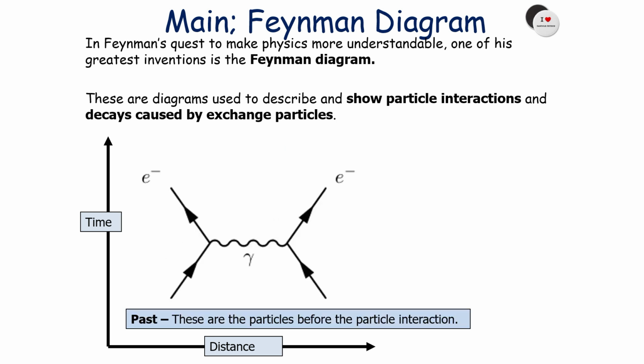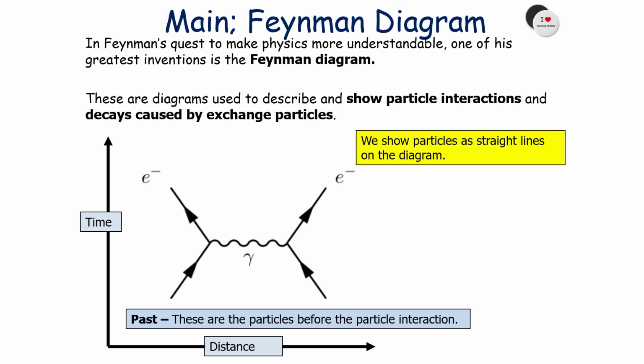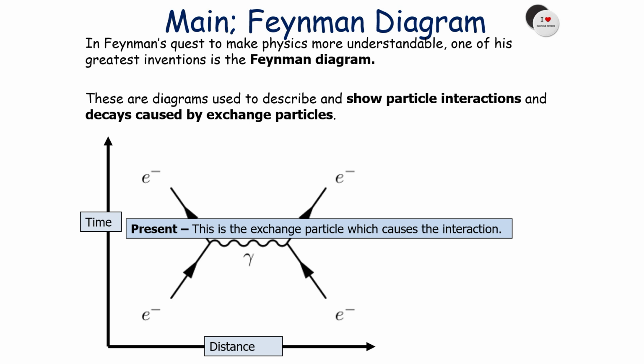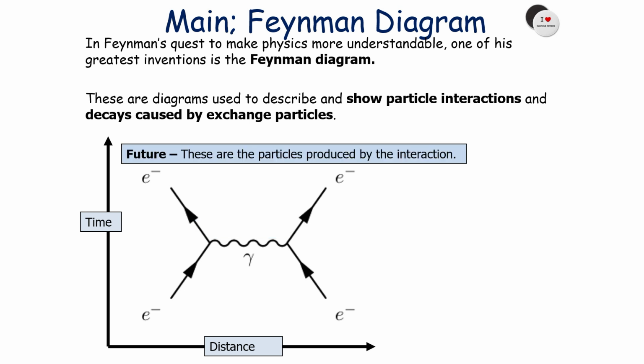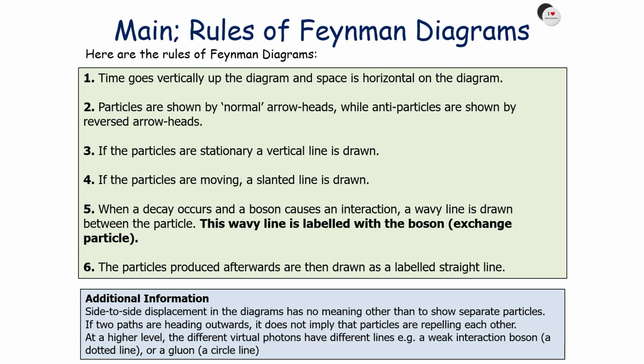So for example, we've got the past, which is the particles before the interactions take place. Now we tend to show particles as straight lines on diagrams. We've got the present, which is when the exchange particle is exchanged, causing the interaction. Now we show exchange particles as wiggly lines on the diagram. And we've got the future, which is the particles produced by the interaction. Now we've got some rules for Feynman diagrams.